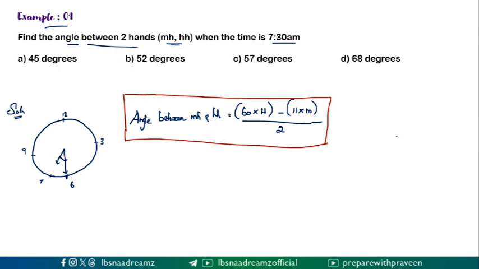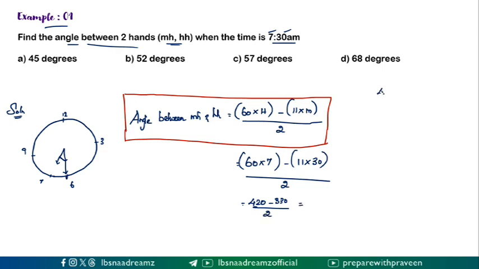So substitute the values, 60 into 7 minus 11 into 30 divided by 2 is equal to 6 sevens are 42, 420 minus 11 threes are 330 divided by 2 is equal to 90 by 2, which is equal to 45 degrees.